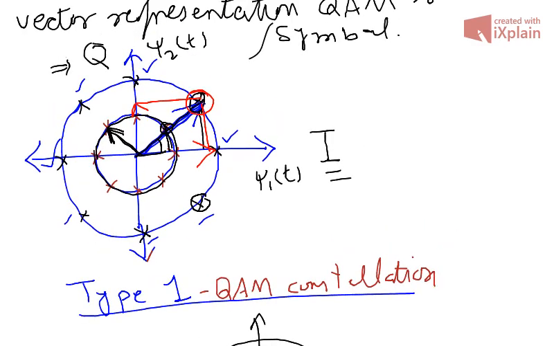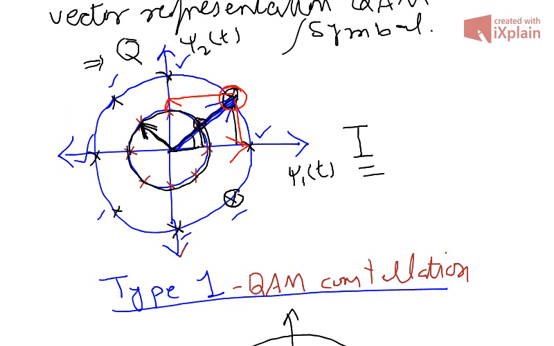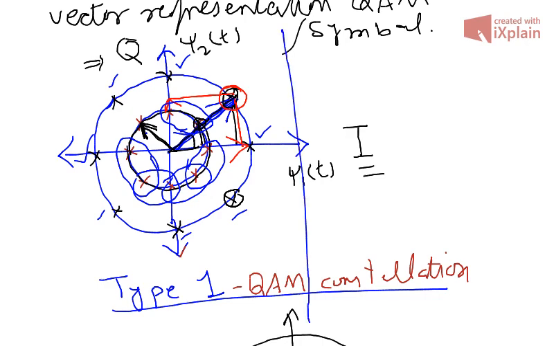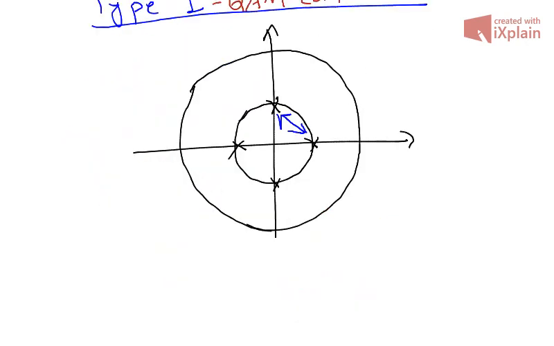These, let me encircle these points, right? These are closer to each other. So the closer the points are, we call it the Euclidean distance. If the Euclidean distance, the distance between the adjacent points, is less, they are more prone to errors, right?